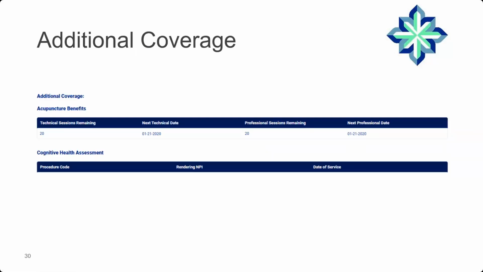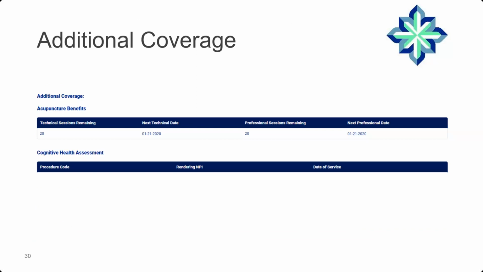Now, additional coverage is for reporting data related to acupuncture as well as cognitive health assessments. Medicare will cover up to 12 acupuncture treatments within a 90-day time frame for chronic lower back pain. If the patient is showing improvement, an additional 8 sessions will be covered. So the maximum benefit would be 20 treatments within a 12-month period. This screenshot shows that the beneficiary has remaining technical sessions available along with the next technical date. And then there's also professional sessions remaining with the next professional date.